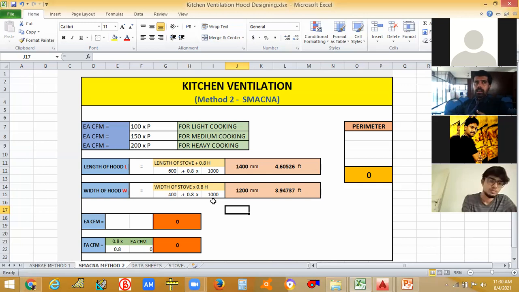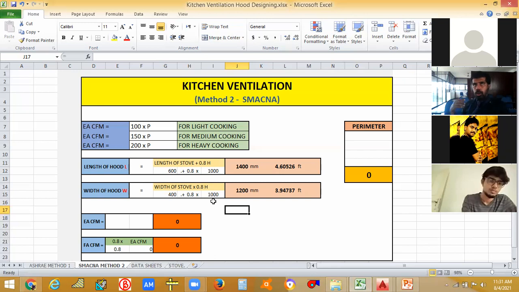Next I have to find the duct size, because this air has to be exhausted outside, right? This air has to go through the duct. According to the quantity of air, I have to size the duct. So my second step is sizing the duct. To size the duct I need the CFM, the amount of air, in cubic feet per minute. That is the unit of the amount of air.